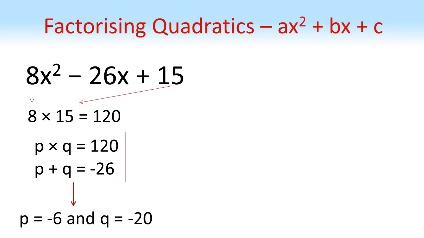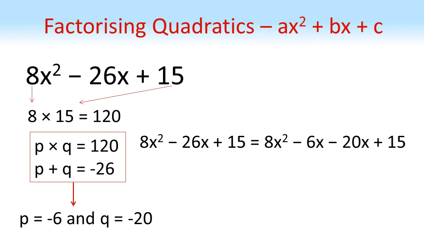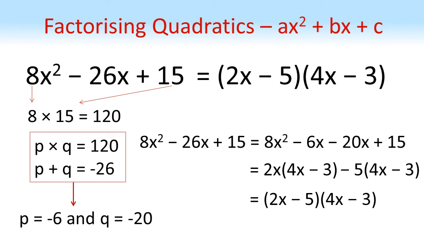So again, splitting the coefficient of x up, we've now got 8x squared minus 6x minus 20x plus 15. The first pair, 8x squared minus 6x, we can factorise 2x out of this, so it's 2x brackets 4x minus 3. The second one we can factorise out a minus 5, which gives us minus 5 lots of 4x minus 3. So being really careful with the negatives there. Again, we've got the same bracket in both terms, so we can factorise that out, which will give us an answer of 2x minus 5, 4x minus 3.